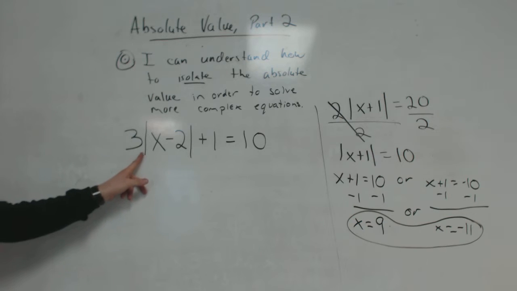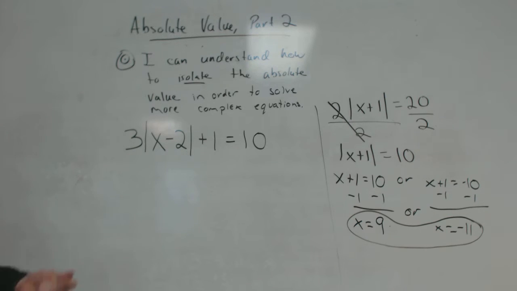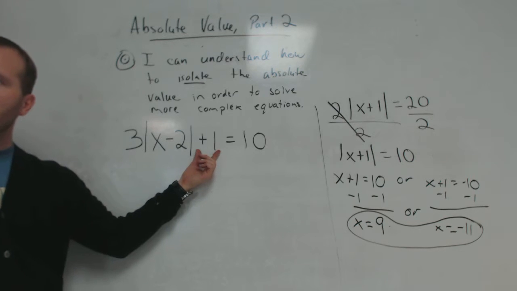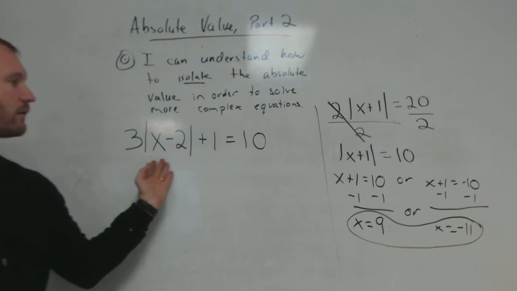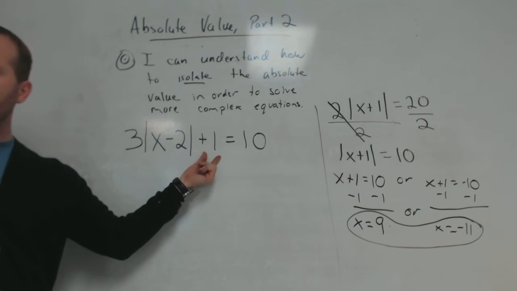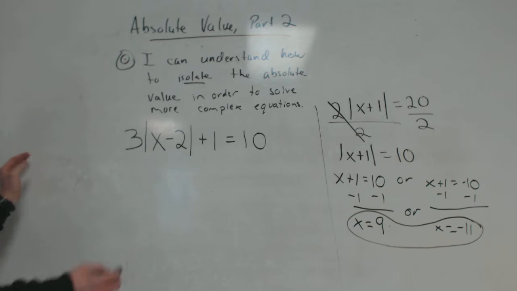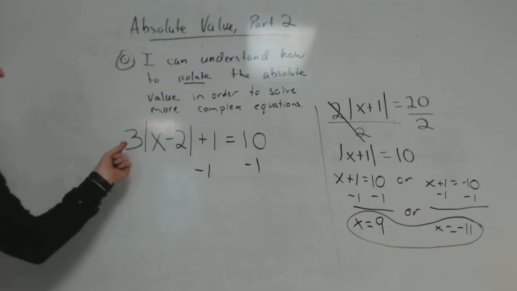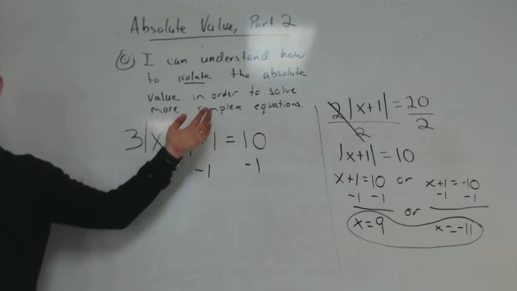Subtract 1, because you can't divide 3 into 10. Right, I want to divide by 3, but I can subtract the 1 first, right? Because if I divide by 3, I have to divide everything by 3. And I don't want this plus 1 to have to get divided by 3. That'll make a fraction. So I'm going to subtract 1 first. Just like if this said 3x plus 1 equals 10.